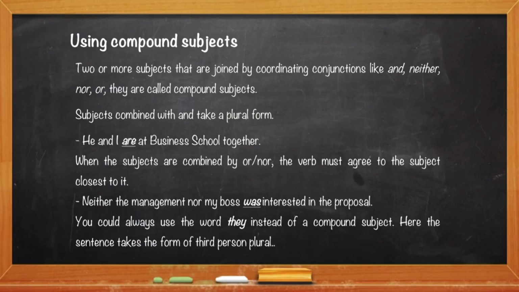When the subjects are combined by or, nor, the verb must agree with the subject closest to it. Neither the management, this is an example, please look at it. Neither the management nor my boss was interested in the proposal. So, boss is joined by neither nor and the verb agrees with the subject closer to it. So, singular, third person, therefore, was. Again remember, you could always use the word they instead of a compound subject. Here the sentence takes the form of third person plural.